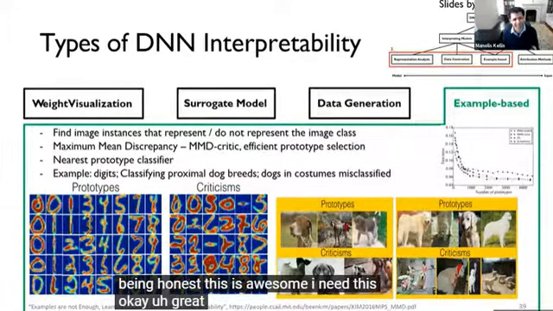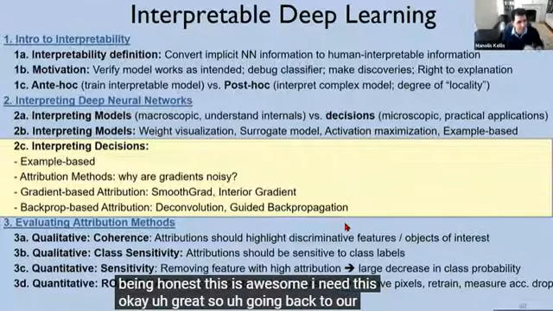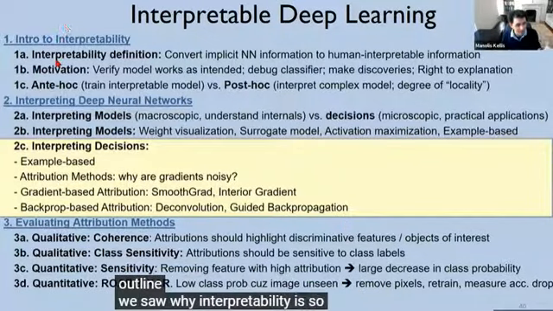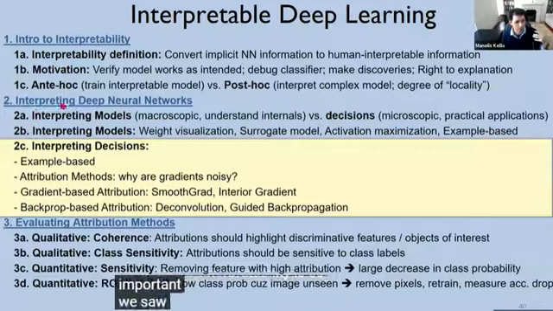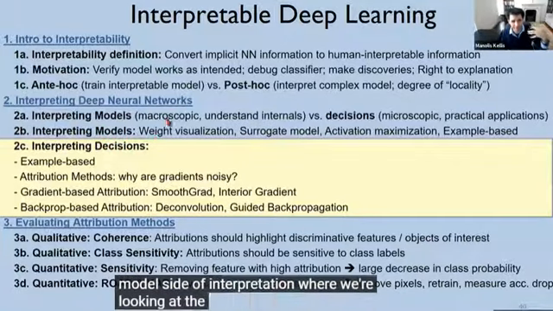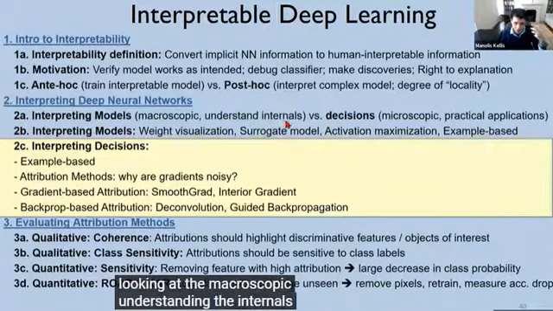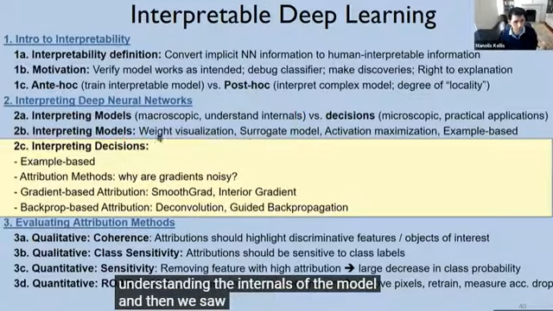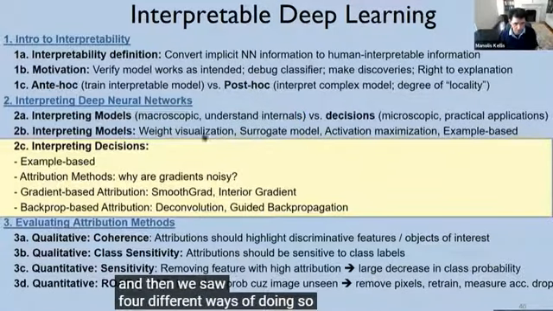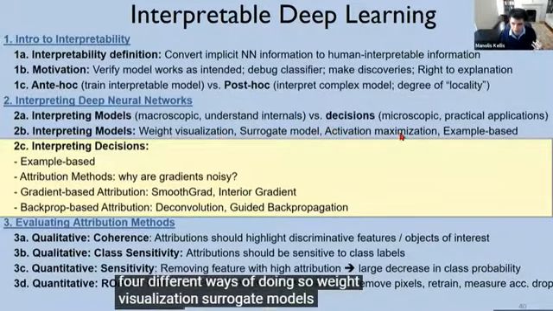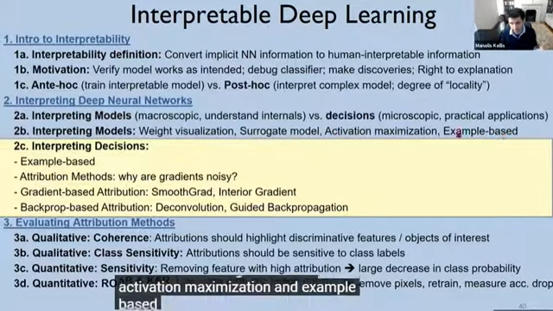Okay, great. So going back to our outline, we saw why interpretability is so important. We saw first the model side of interpretation, where we're looking at the macroscopic understanding of the internals of the model. And then we saw 4 different ways of doing so: weight visualization, surrogate models, activation maximization, and example-based.